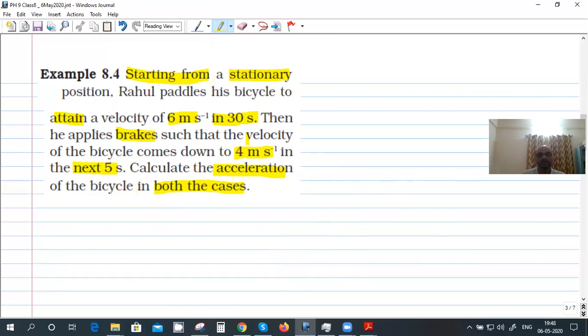The first step is to paraphrase the problem. Do you know what paraphrasing is? Yes, sir. You write whatever information is there in a sentence which is suitable for you.